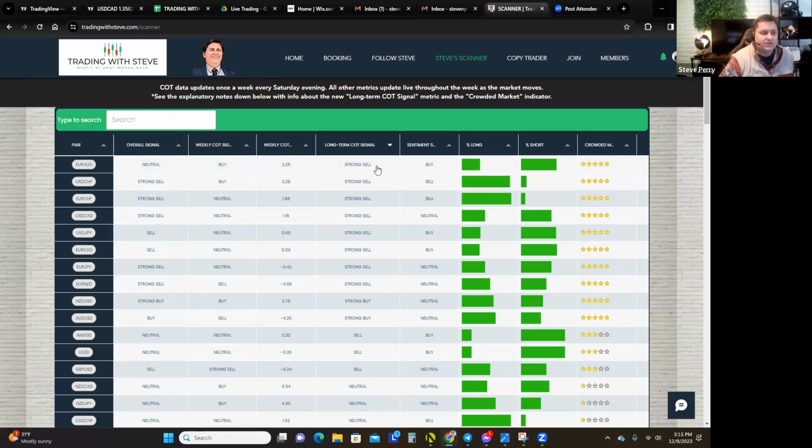Now, this signal could be totally wrong on a weekly basis. Totally. Could be totally wrong. And you will be totally wrong sometimes on a week-to-week basis if you're just simply trusting the long-term COT signal, which is why we built in this overall signal so that we only get into long-term signals if the shift in data and/or sentiment agrees.